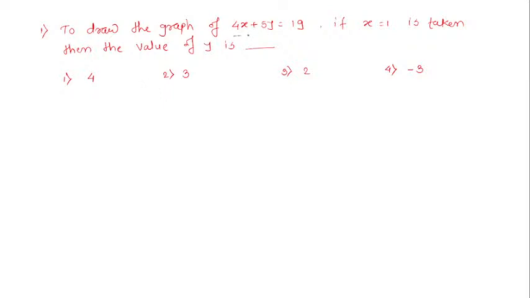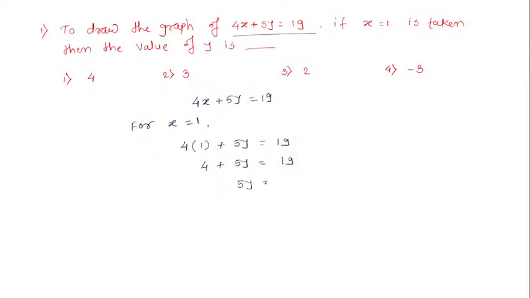So we are given one equation, that is 4x plus 5y is equal to 19. So this is the linear equation in two variables x and y. For this equation, value of one of the variables x is given. So for x is equal to 1, we have to find the value of y. So we have to replace x in this given equation by 1, that is 4 into 1 plus 5y as it is, as we have to find the value of y, that is equal to 19. So 4 into 1, that's 4 plus 5y, that is equal to 19.